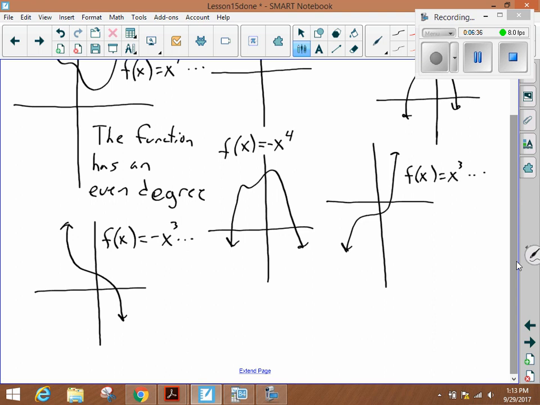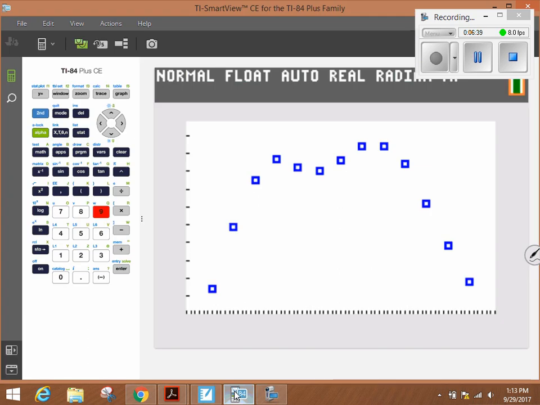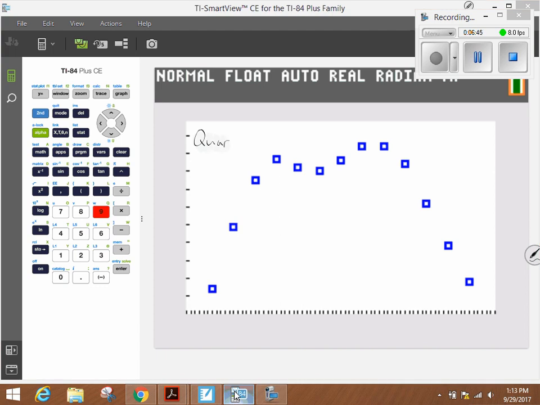So looking back at our data, it looks like this is quartic, meaning it's fourth degree, x to the fourth is somewhere in there. And then it also looks like the leading coefficient, I should say, so the coefficient of the highest degree, our leading coefficient, is negative.